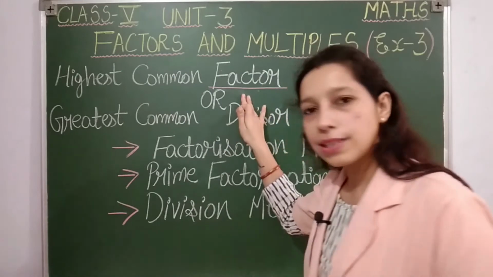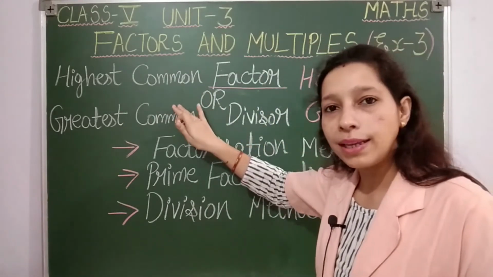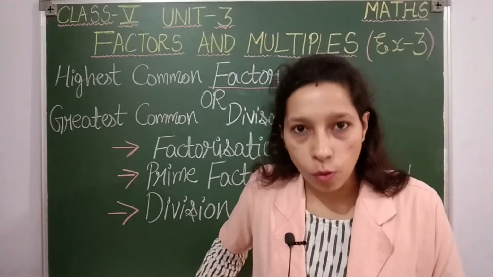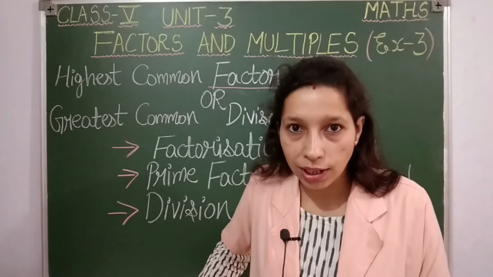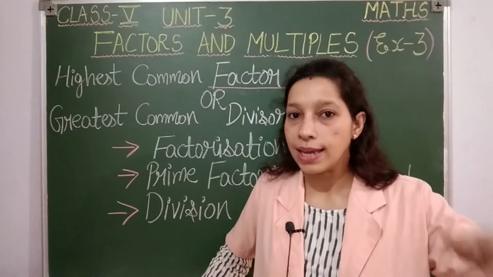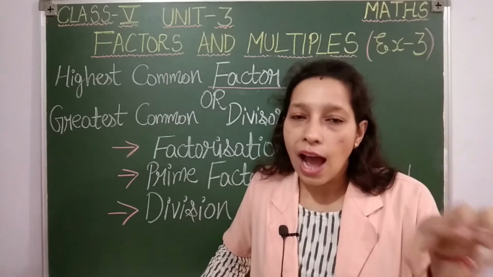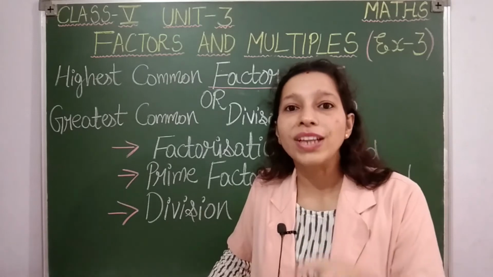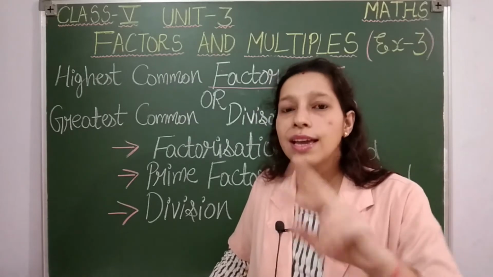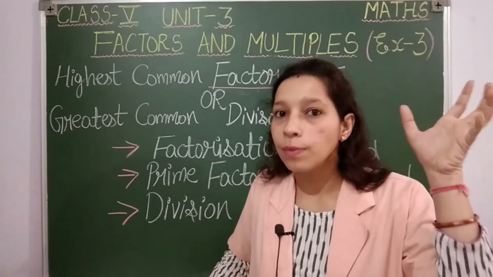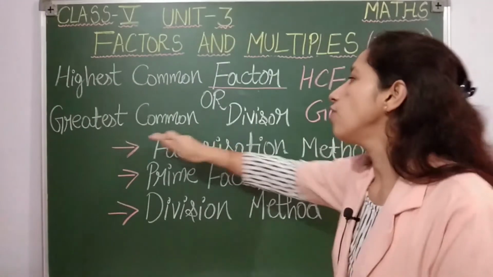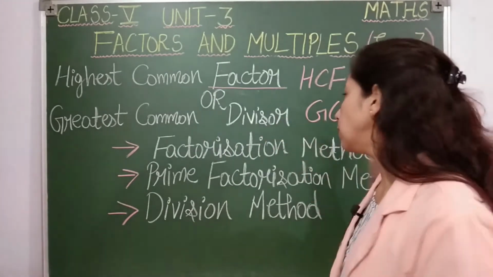So the term factor is clear to us, students. Now what is common? Common means same. So what is HCF, students? For HCF we take 2 or more than 2 numbers, we find the factors for the given numbers and then we search for the common factors between the given numbers. Same factors you are going to search. Then after finding the same factors, you see which factor is the highest for both the numbers. Which factor or which divisor is dividing both the numbers exactly. And the highest number we are going to take. That only is called HCF or greatest common divisor or GCD.